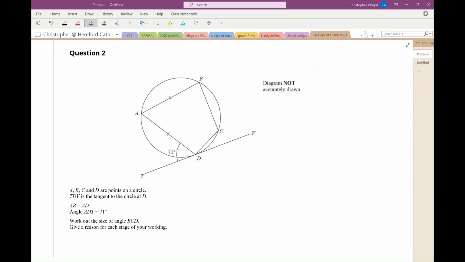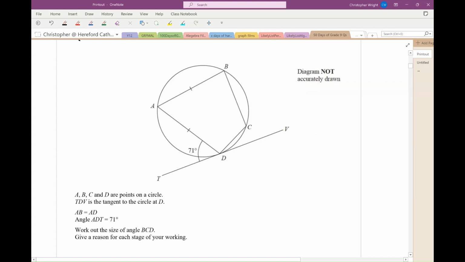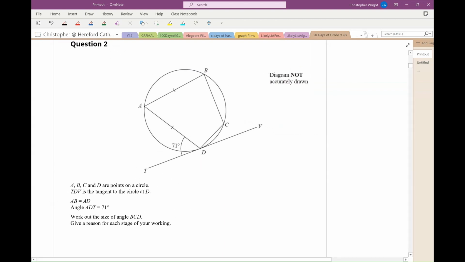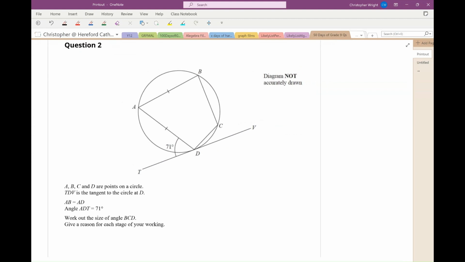Question 2. Right, this looks like it's going to be a question involving circle theorems. Straight away I can see I've got a quadrilateral there, so I'm thinking about opposite angles in a cyclic quadrilateral adding to 180. I've also got a tangent here, so I'm thinking about the alternate segment theorem as well, and I'm also thinking about the angle between a tangent and a radius equaling 90 degrees.